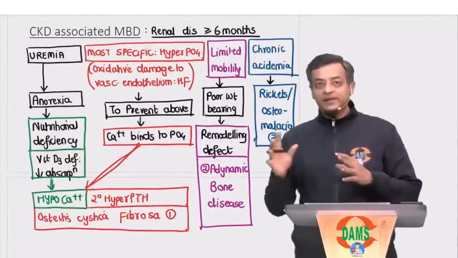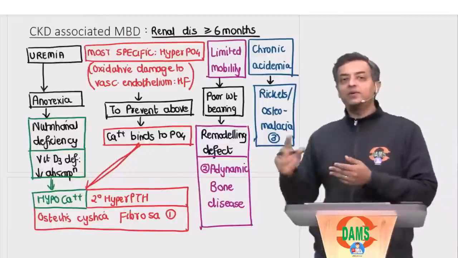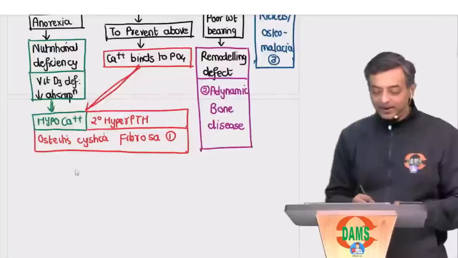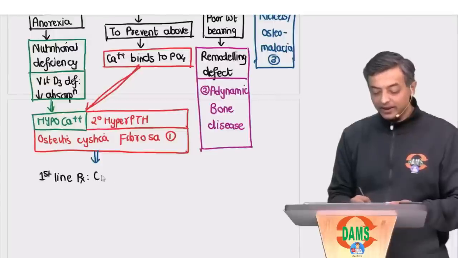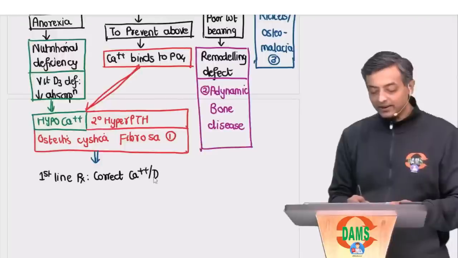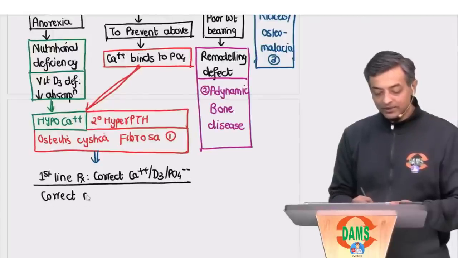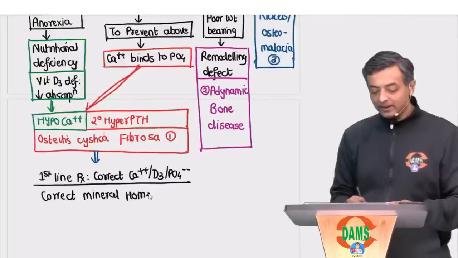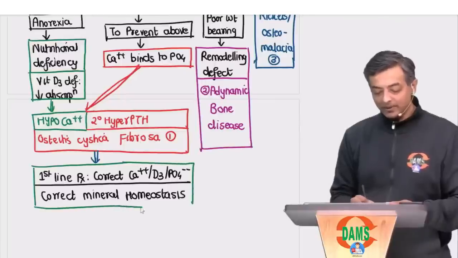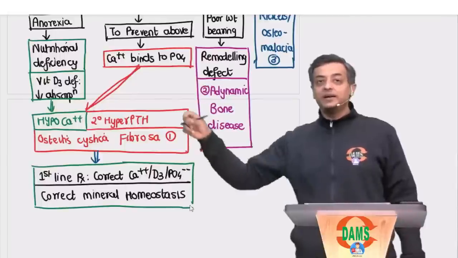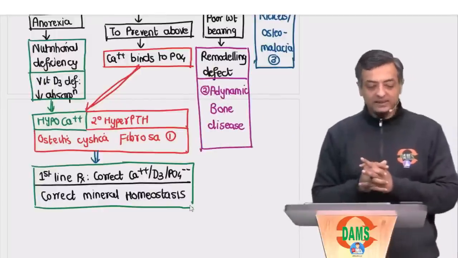So, very important question: CKD associated metabolic bone disease along with the mechanisms. Because when you want to treat them, you have to reverse all the mechanisms. The first line treatment in the patient is to correct all of them. Correct the calcium, correct the D3 and the phosphate. This is called correcting the mineral homeostasis. So please remember, the first line treatment of metabolic bone disease is to give calcium supplementation, D3 supplementation and lower the phosphate. That is how you treat the bone disease in CKD.